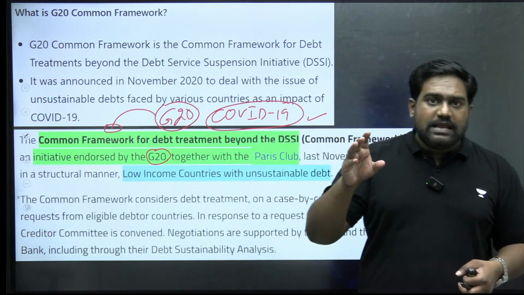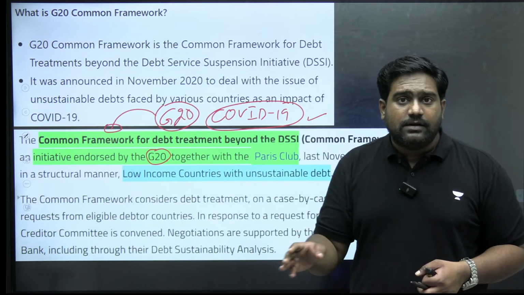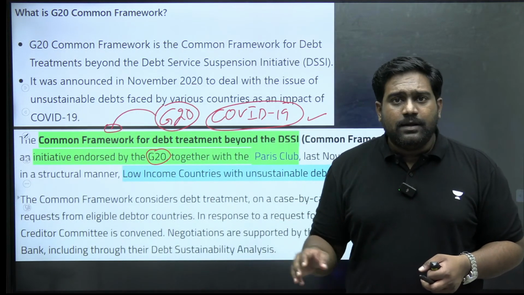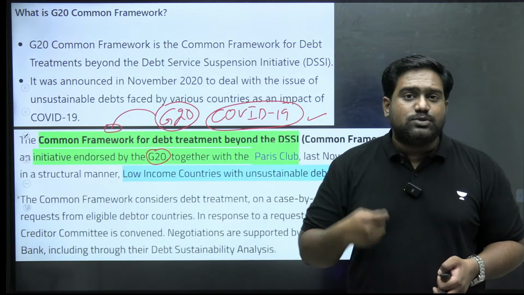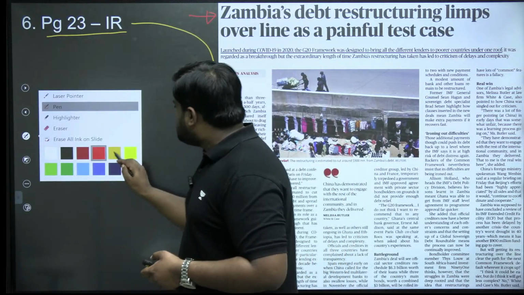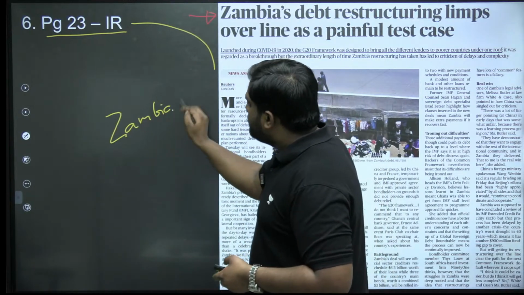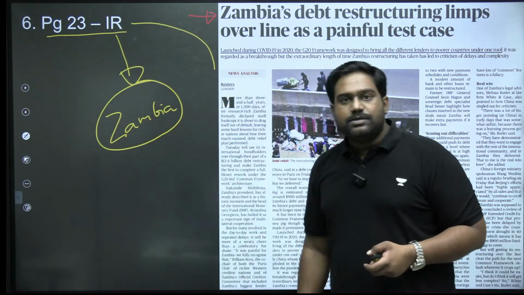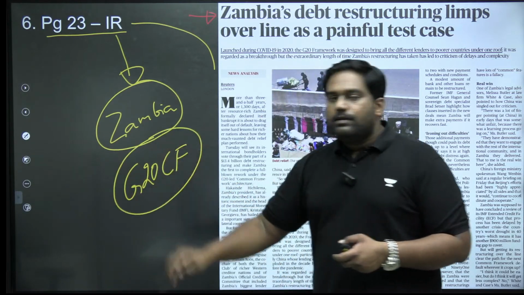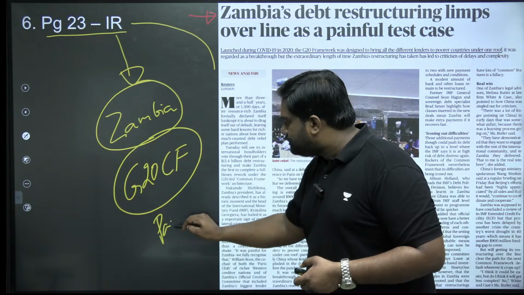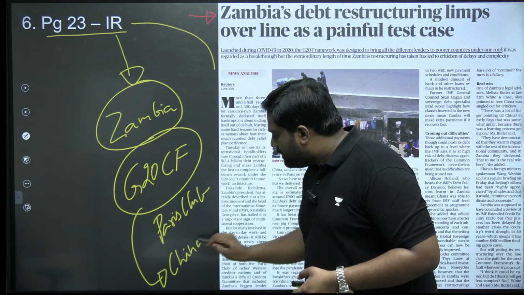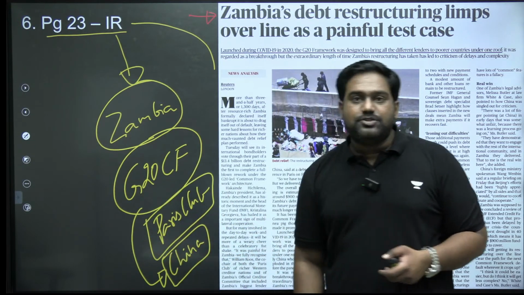So similarly, to help out many low-income countries and poor countries, especially in Africa, the G20 Common Framework was established. Is that clear? It was established in 2020 and it has been trying to help out many countries which are facing a debt problem. And the African country of Zambia has become the first country to restructure its foreign debt with the help of the G20 Common Framework. The G20 Common Framework has worked with the Paris Club and other major creditors like China. Zambia had borrowed heavily from China.